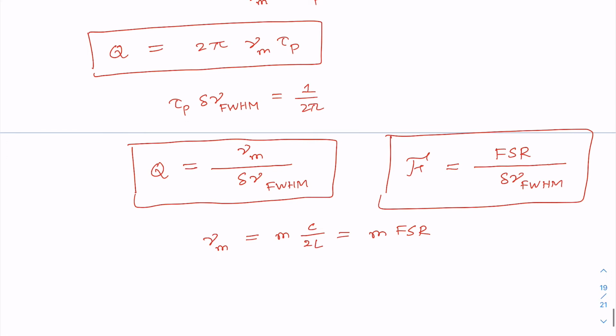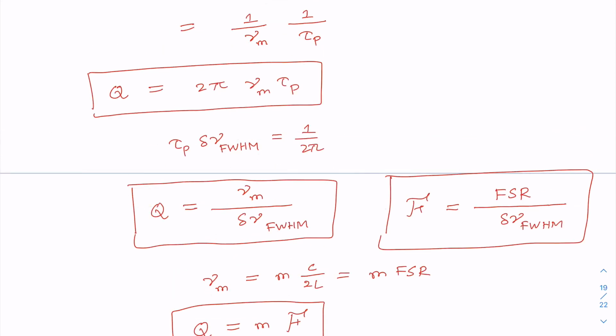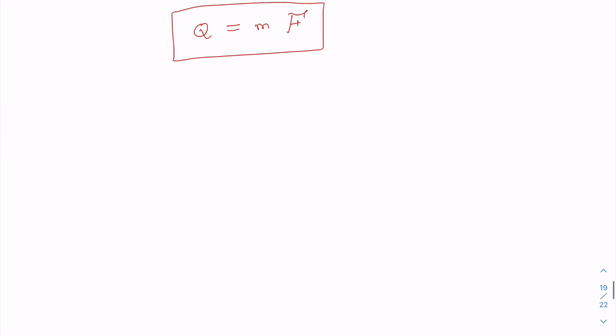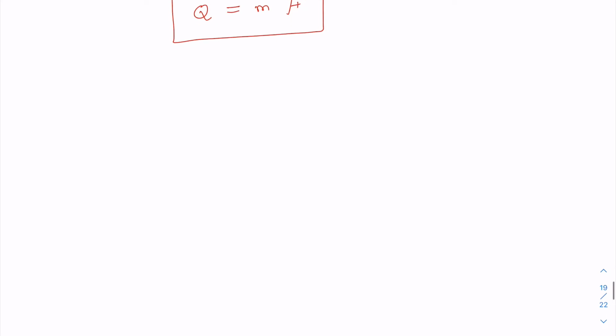So immediately we get a relation between the quality factor and the finesse: Q is equal to an integral multiple of the finesse. Both of them essentially give us an idea about the number of oscillations a photon or light makes inside the cavity. We have now learned enough about the Fabry-Perot cavity. Let us now go back to our cavity optomechanical setup.